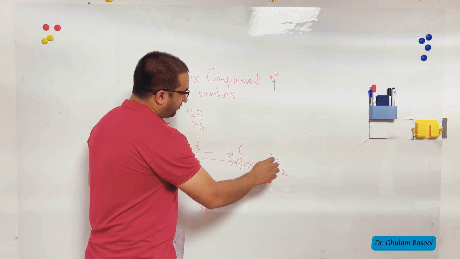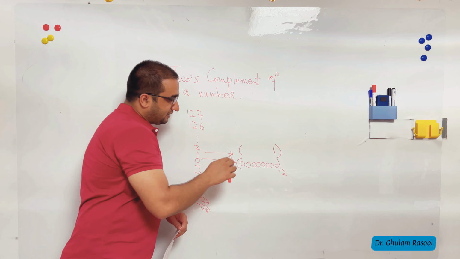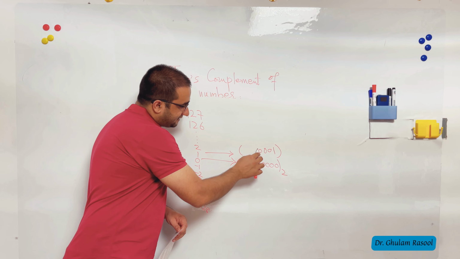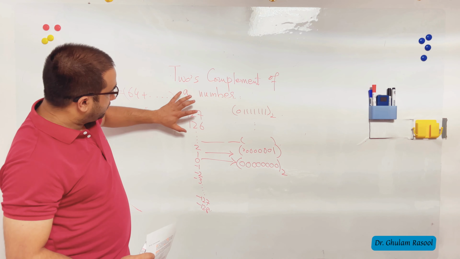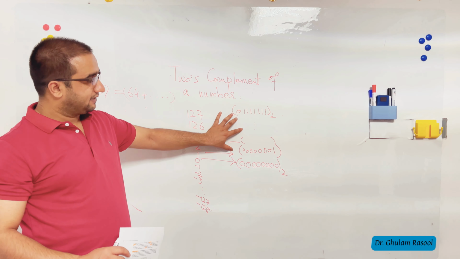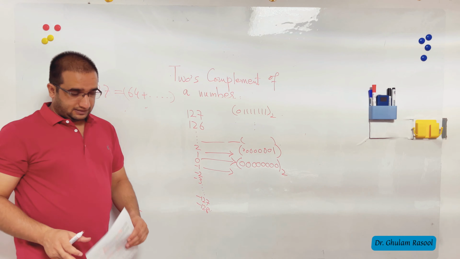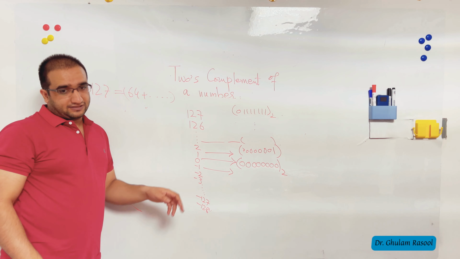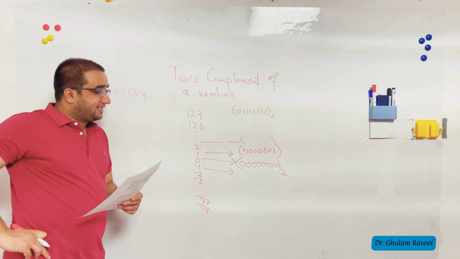You know what the binary number for 1 is? Only 1 and 7 zeros. So from 0 up to this number, you already know how to find them. But you don't know how to find a binary number for negative 1. So they have given you a choice for this.